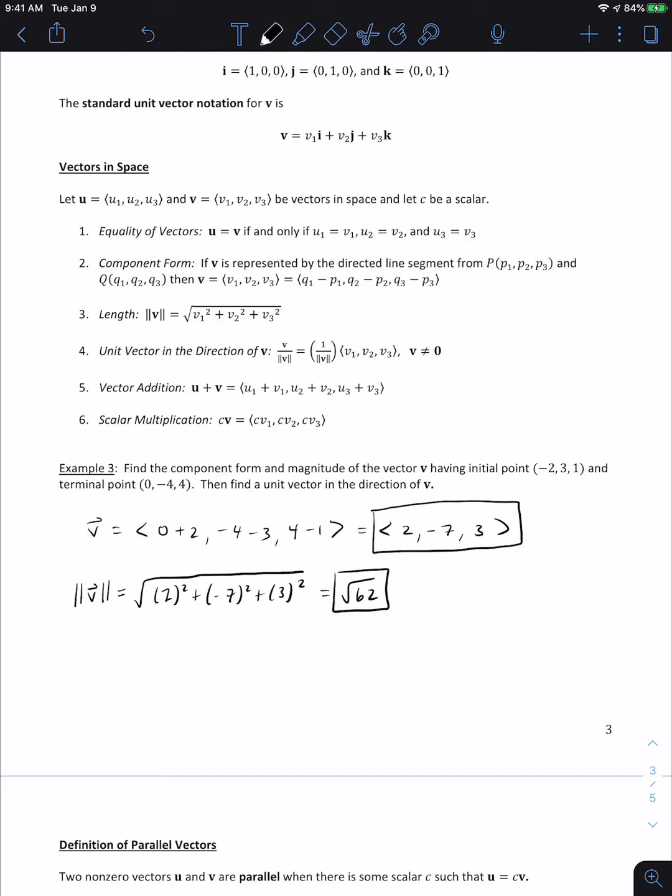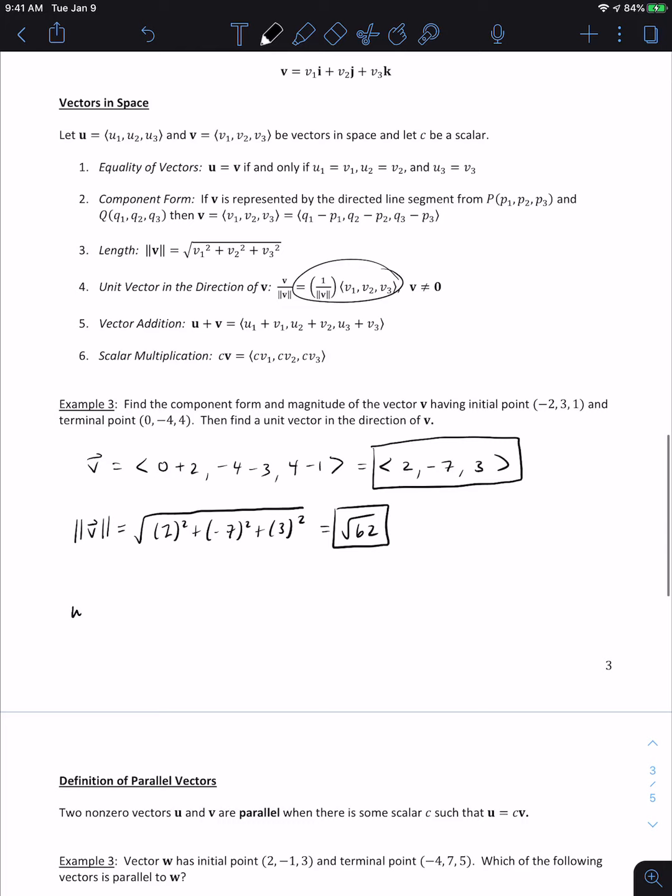So that's the magnitude there. And now finally, find a unit vector in the direction. Remember, this is our formula here for the unit vector in the direction. We'll call the unit vector in the direction U for this example, and it's just 1 over the magnitude of V times V.